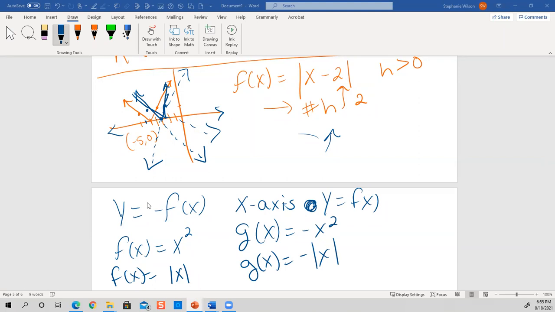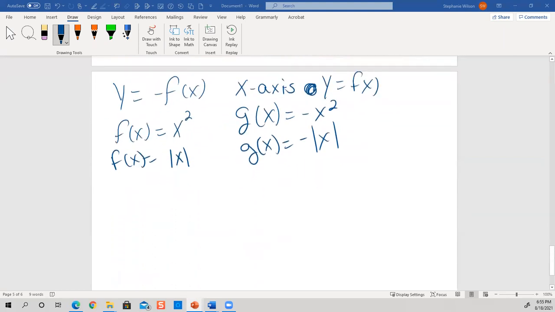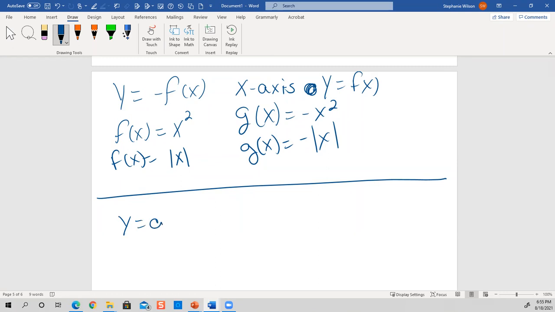Whenever we want to talk about stretching or shrinking of a function, we have these two things that happen. So let's take y equals a times f of x. Okay, if a is greater than 1, that means that's a positive number right here. Okay, if it's greater than 1, then we have a stretching of the function.